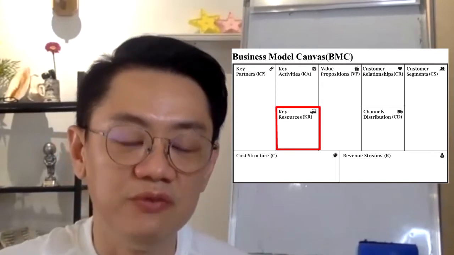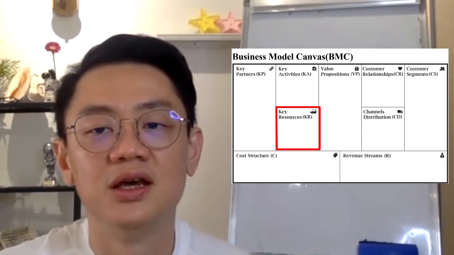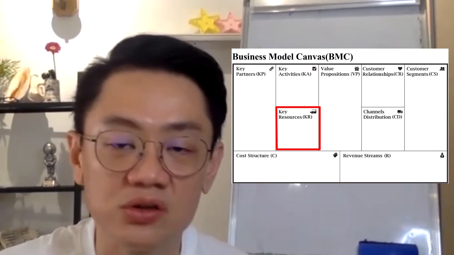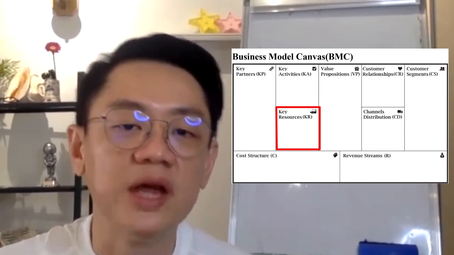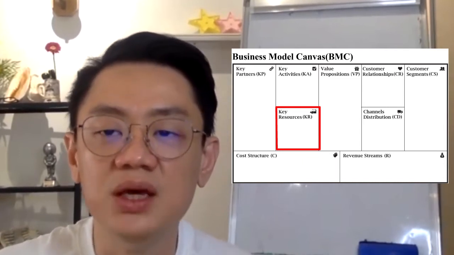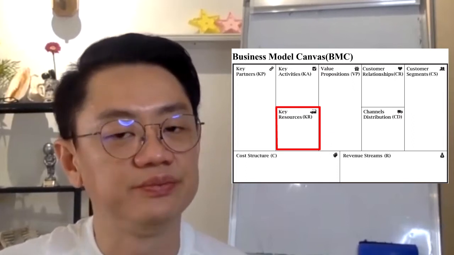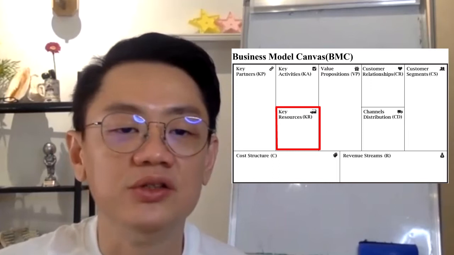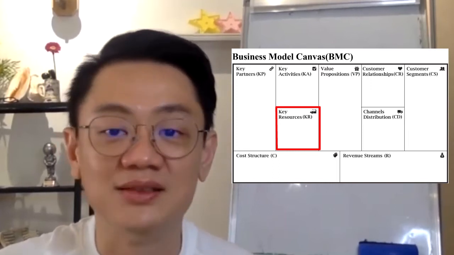Number 8, this block is KR, key resources. Running your operation effectively requires a wide variation of resources, be it physical, intellectual, finance, or even human resource. In other words, these are the major inputs you need so that your key activity could be carried out to create your VP. Physical resources are your assets, such as machinery, business equipment. Intellectual resources represent your knowledge, brands, and patents.